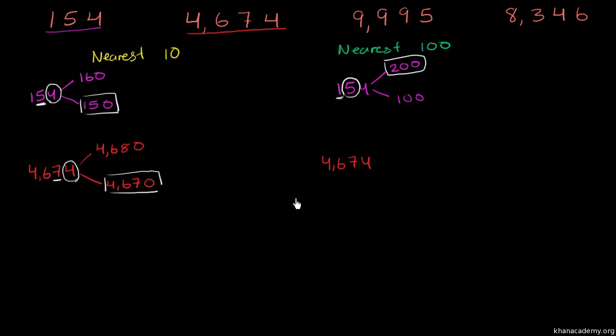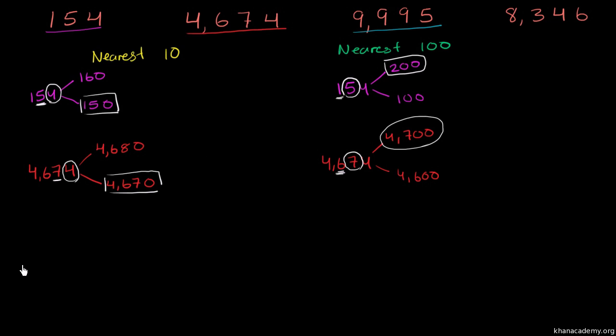4,674. What's the multiple of 100 below this? Well, the multiple of 100 below this is 4,600. The multiple of 100 above this is 4,700. If we're trying to think about rounding to the nearest 100, we want to look at the tens place. The tens place is 5 or greater, so we round up to 4,700.